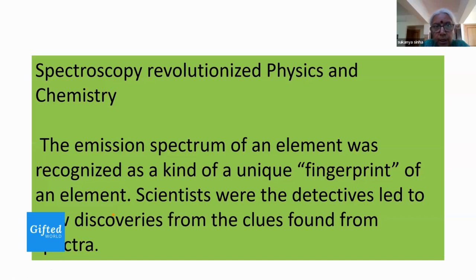Okay, so this whole idea of finding out what things are made of from the spectrum is called spectroscopy. And spectroscopy revolutionized physics and chemistry. As I said, the emission spectrum an element gives out when you heat it was recognized as a kind of unique fingerprint of an element. So scientists were the detectives, led to new discoveries from the clues found in the spectrum, just like detectives find out whose fingerprint it is.